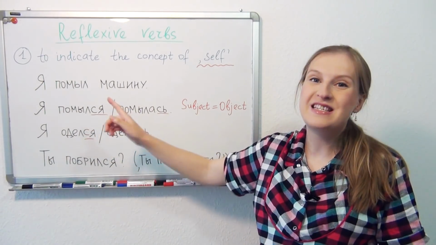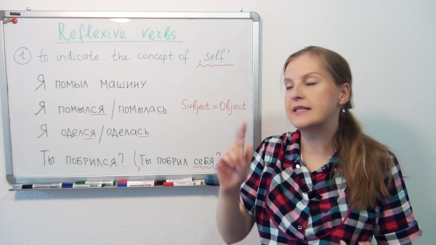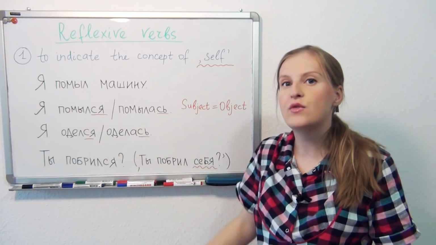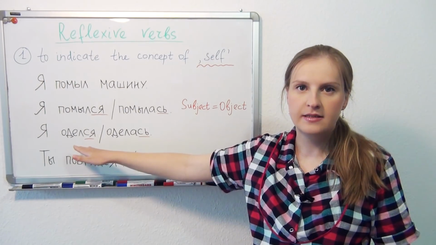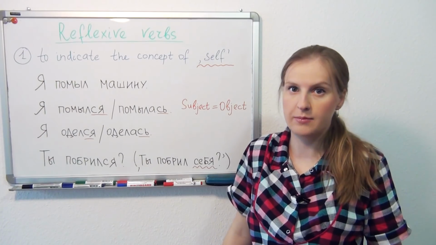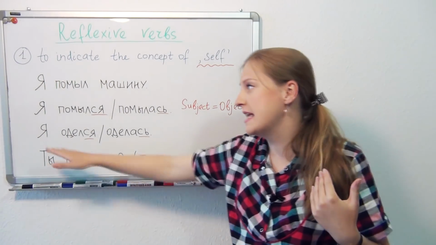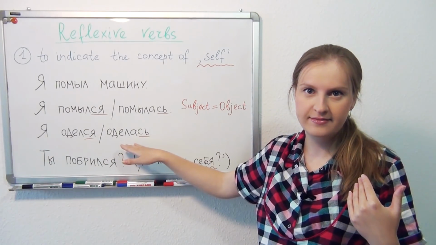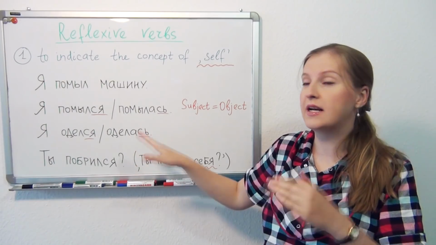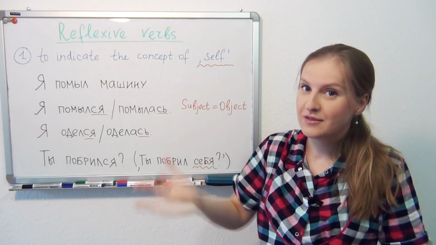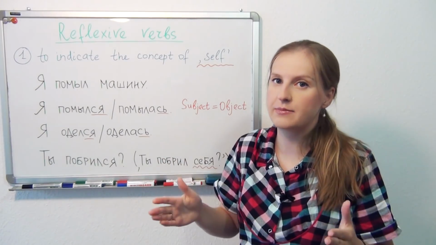Here there will be a difference. Я помылся if you are a male, and я помылась if you are a female. Я оделся. I dressed myself. I'm a male. Well, actually, I'm a female. That's why I should say я оделась. There is a pattern here. You'll notice that, and we'll discuss how these verbs are formed a little bit later. Now you just need to understand the concept, the idea.